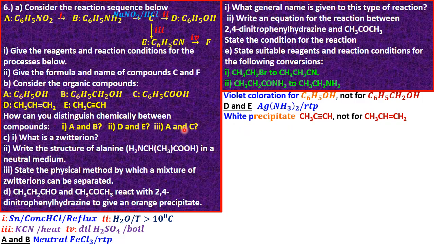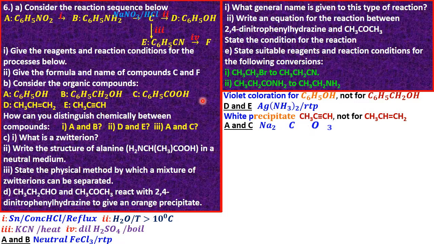Namely, in the terminal alkyne we see a white precipitate, but for the alkene we will not see it. That's it. Then for A and C, guys, A is phenol. C is what, guys? C is benzoic acid. Note that both of them have an OH group, right? So they are going to cause white misty fumes when reacted with PCl5. But in this case, we are going to go for something different. You could decide to still use the first method of testing, the violet coloration, and that's going to be good. But let's use something different.